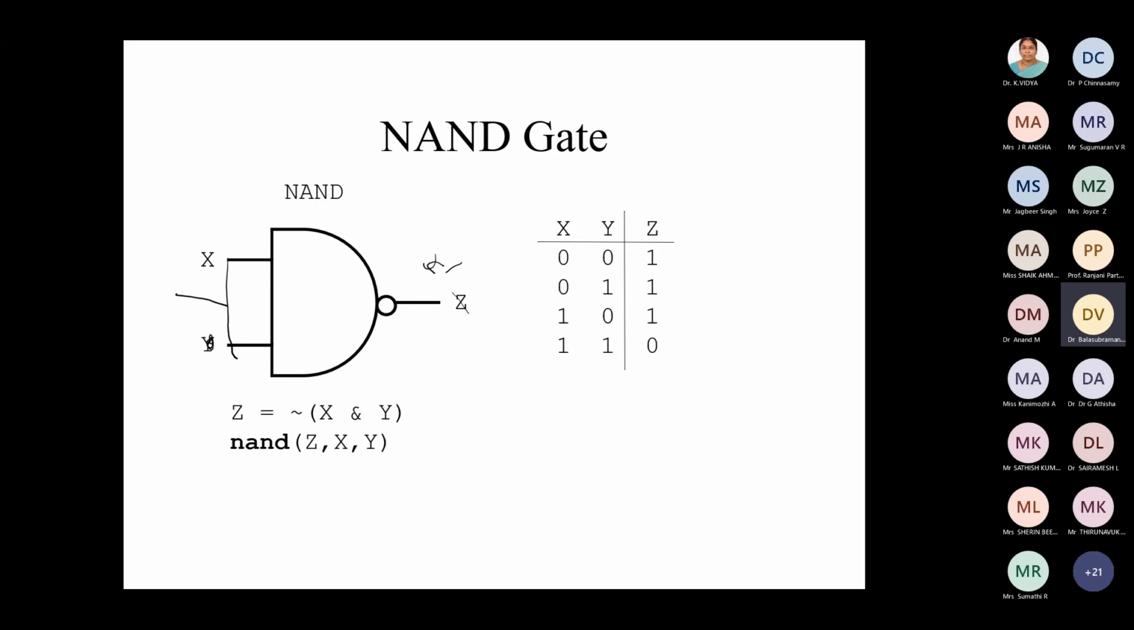0 means it is shorted. X and Y are shorted. So 0 means we'll get 1. And if you give 1, 1, both X and Y will be 1, so I get 0. So it inverts the input perfectly.